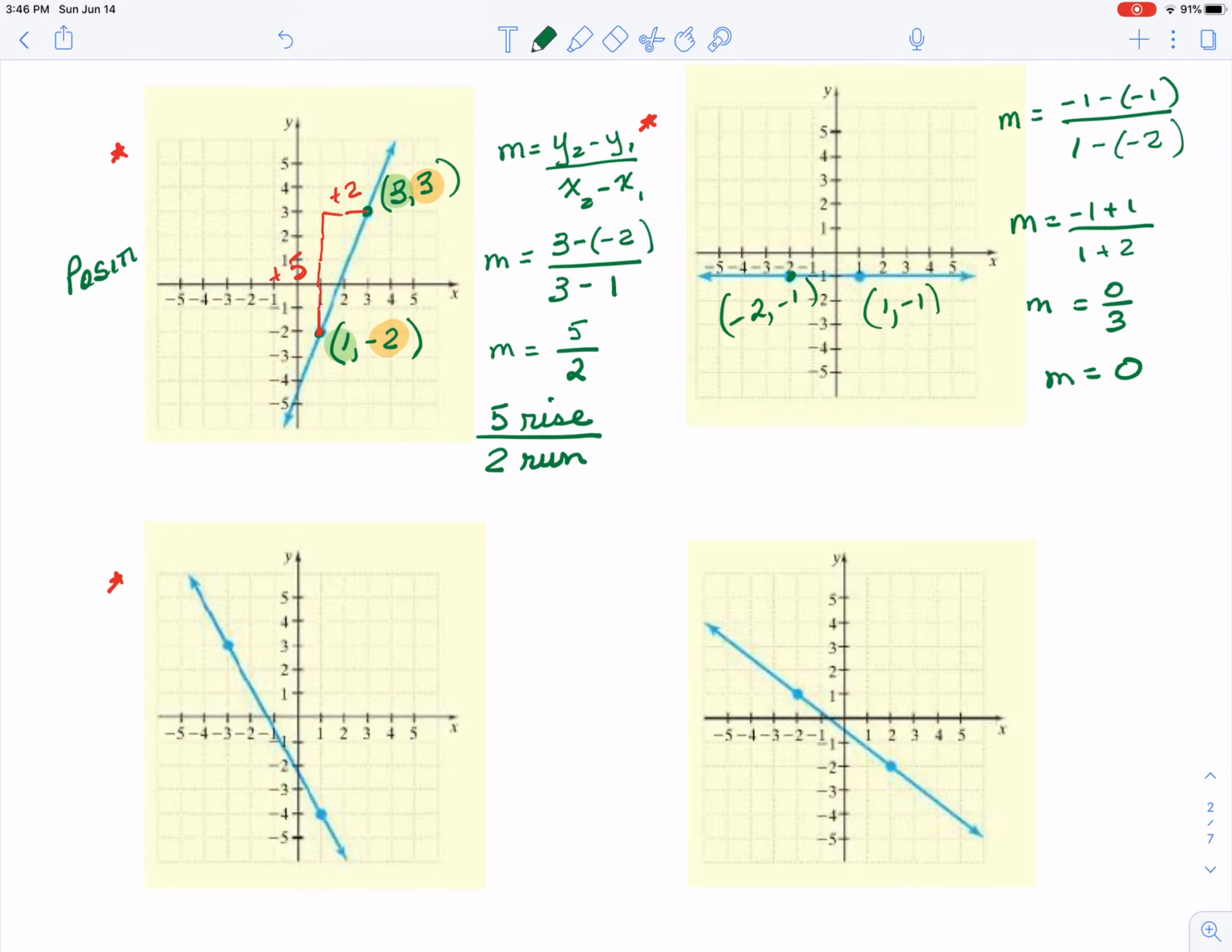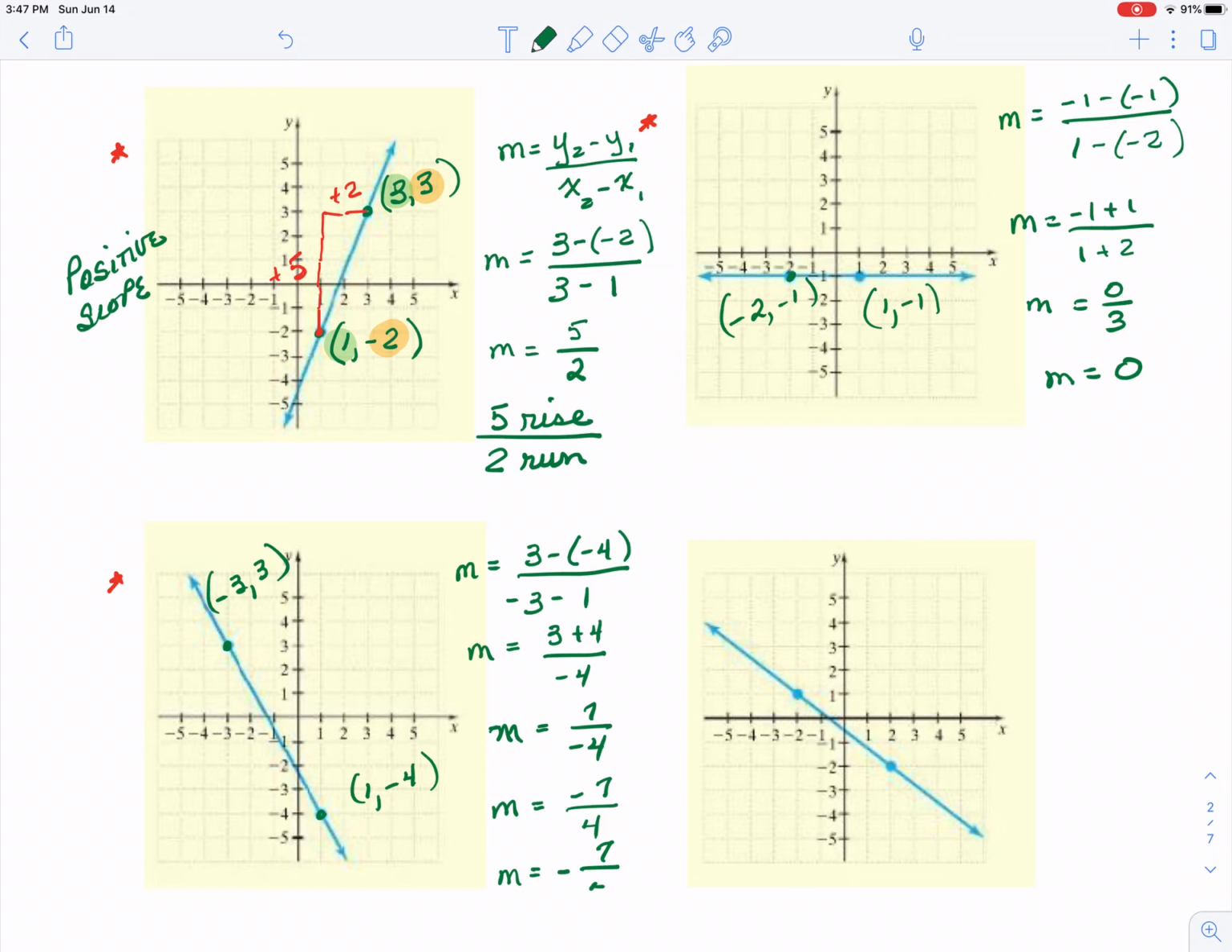That one was a 0 slope, and let's quickly take a look at this one. This is negative 3, 3, the coordinates of that point, and this looks like 1 comma negative 4. And calculating the slope, I'm going to start by subtracting one y coordinate from the other y coordinate, maintaining that same order. So we talked about that can be written 7 over negative 4, that can be written negative 7 over positive 4, or that can be written with the negative out in front of the fraction.